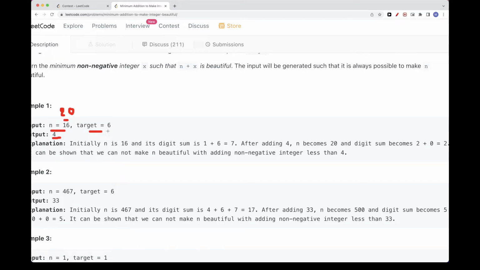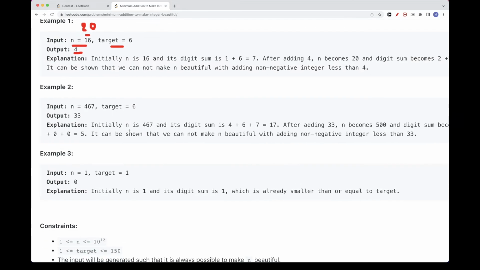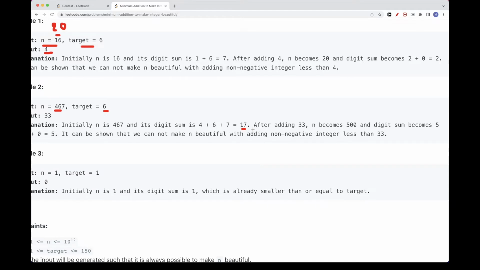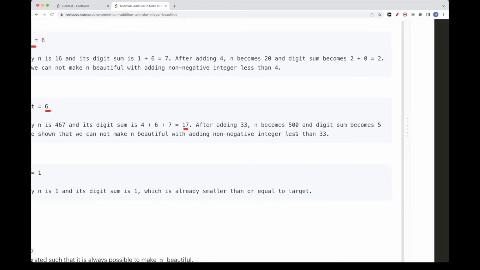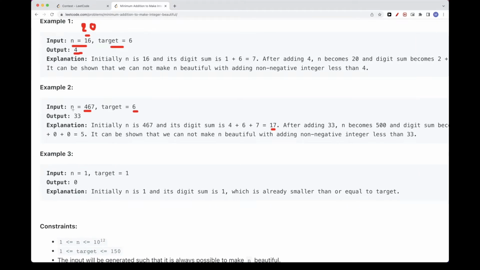You can try adding less than 4 and see if that works. It won't work, right? Now let's take a look at this example here, 467. So 4 plus 6 plus 7, that's equal to 17. That's bigger than target. But if we add 33, it becomes 500. And the digit sum becomes 5 plus 0 plus 0, so 5, less than target. So we return that. And if you try other examples, that's the smallest one.